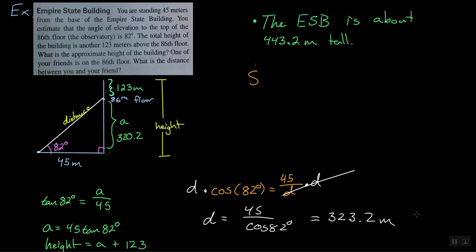Boom. Could you write a sentence with this? Do I have to? Oh, I'm not going to. Turn on the captions on the video. Your friend is 323.2 meters away from you. Now the captions have written it right. Cool. Super hard. Like, I hope not.